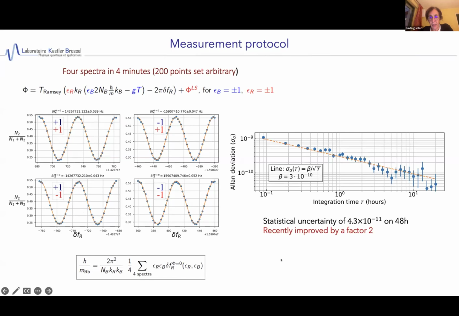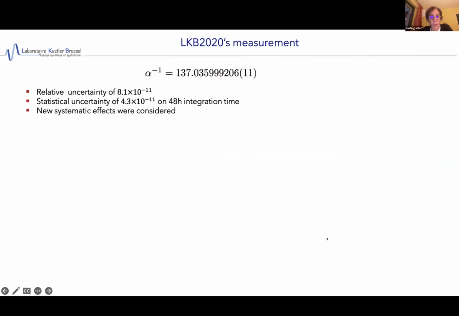So this is our statistical uncertainty on the measurement of 2020, and we achieve a relative statistical uncertainty of 4.3×10^-11 in about 50 hours integration time. And recently we improved this statistic by a factor 2. So all these results led us to a determination of alpha with an uncertainty of 8×10^-11, and comparing to our previous value in 2008, we identified a new systematic effect.